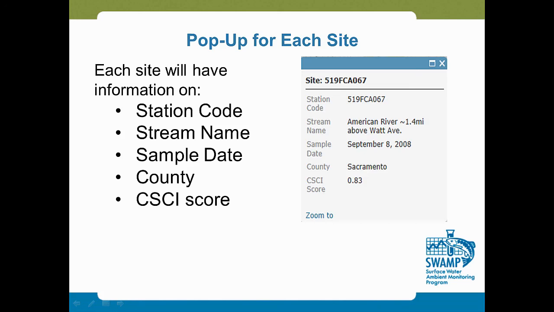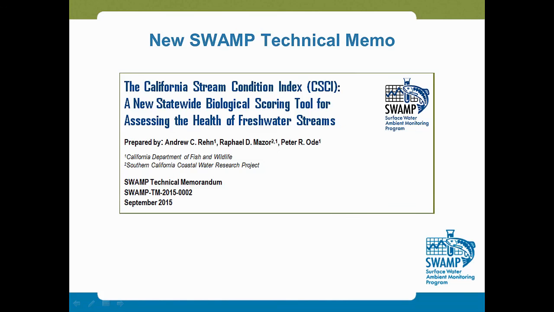For more information about the CSCI tool itself, you can read the newly released SWAMP Technical Memo, which was written by Dr. Andrew Rehn and Dr. Peter Ode of the California Department of Fish and Wildlife, and Dr. Raphael Mazor of the Southern California Coastal Water Research Project. Basically the memo summarizes the development and key features of the CSCI.